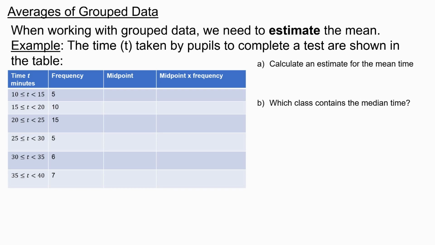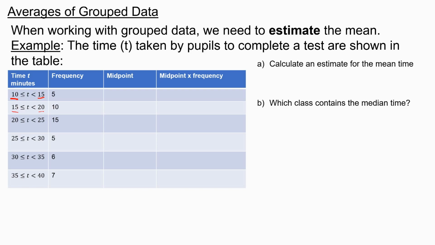When working with group data, we need to estimate the mean. For example, the time taken by pupils to complete a test is shown in the table. So 5 pupils took somewhere between 10 and 15 minutes to complete the test, 10 took somewhere between 15 and 20 to complete the test, and so on. Remember, these are inequality signs.